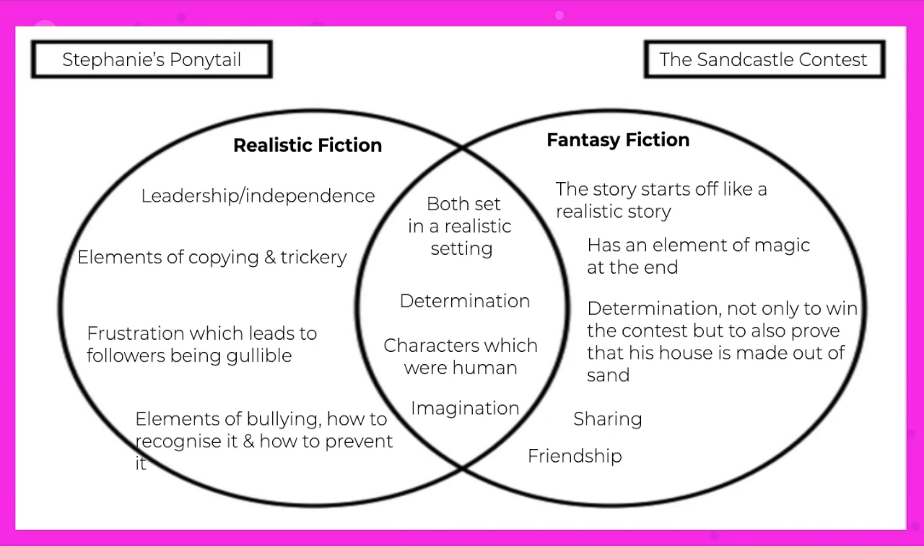But as we read further into the story, we can see that there's a type of magic that comes into play. He builds a sandcastle so realistic that even the judges don't believe that his sand house is actually made out of sand. This is something that we cannot do when we go to the beach. Therefore, it is showing the element of magic.